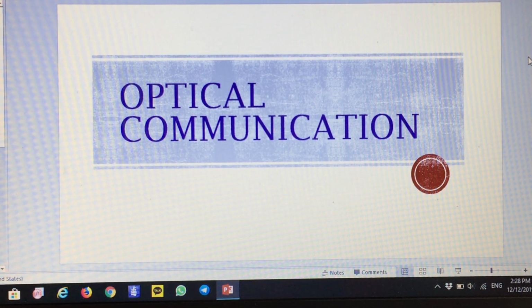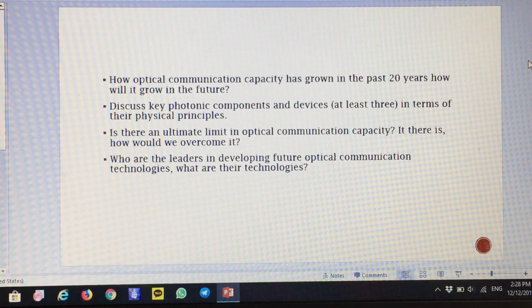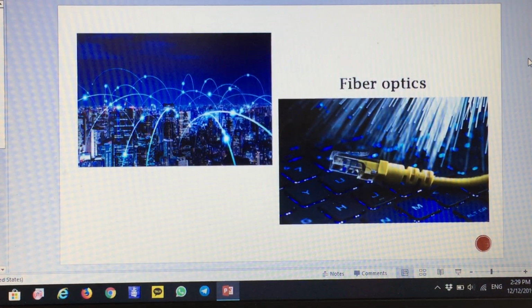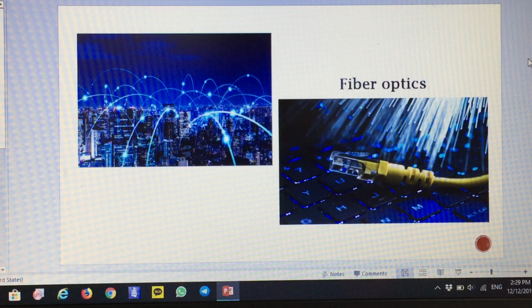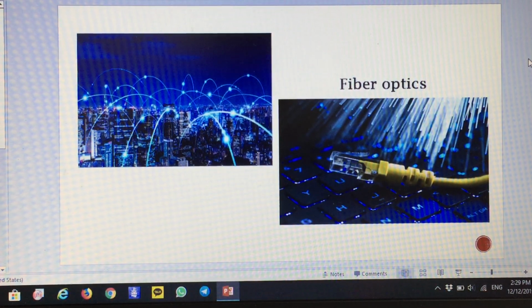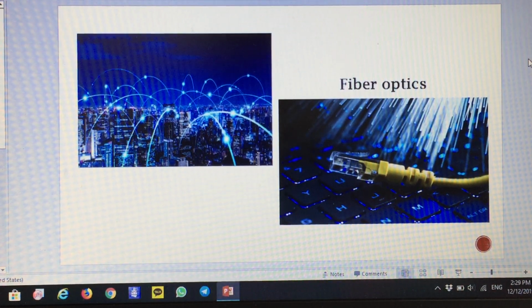Hello, I want to talk about optical communication and answer these four questions. For the first question, how has optical communication capacity grown in the past 20 years, and how will it grow in the future? As society has grown more complex, they need to expand information transmission capacity.